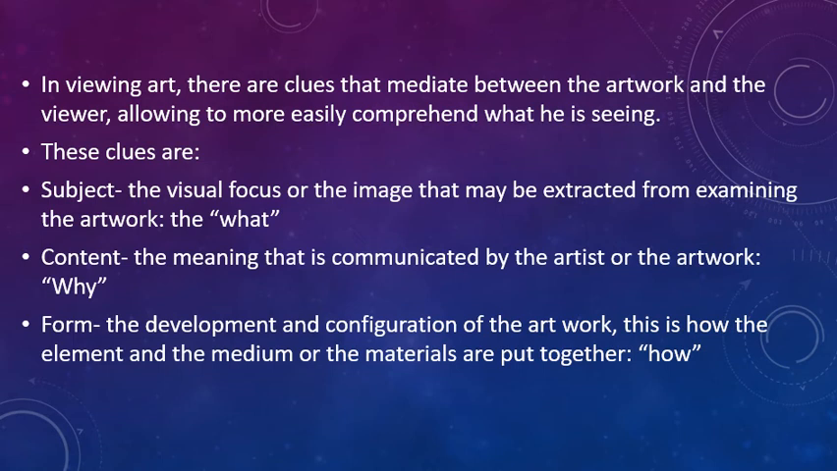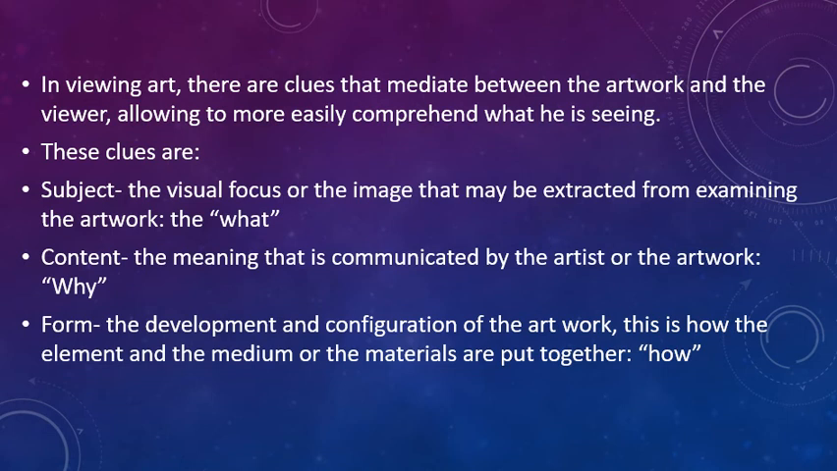So in viewing art, there are clues that mediate between the artwork and the viewer, allowing us to more easily comprehend what we are actually seeing. These clues are, first, the subject. The subject is the visual focus or the image that may be extracted from examining the artwork, and it answers the question what. The second one is content, the meaning that is communicated by the artist or the artwork, and that is answerable by the question why.